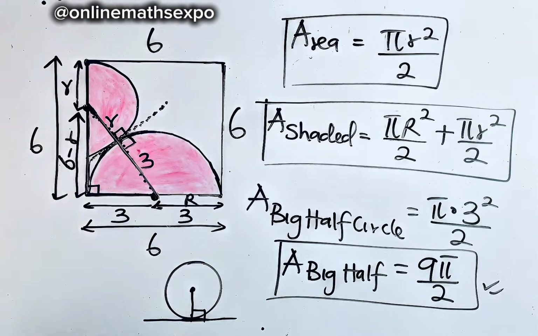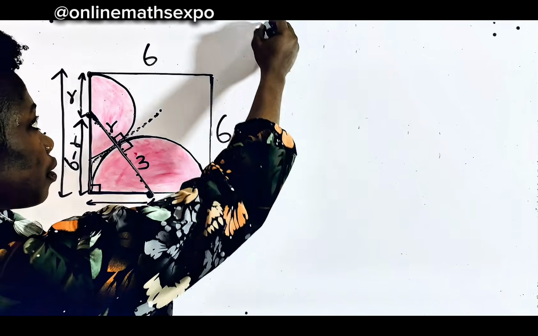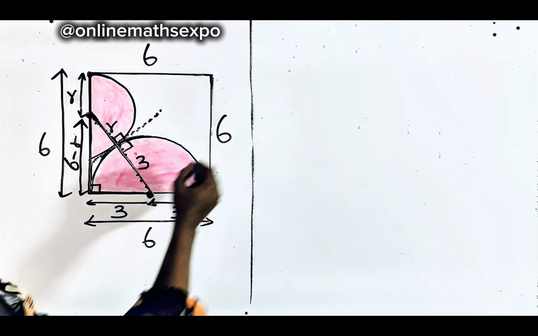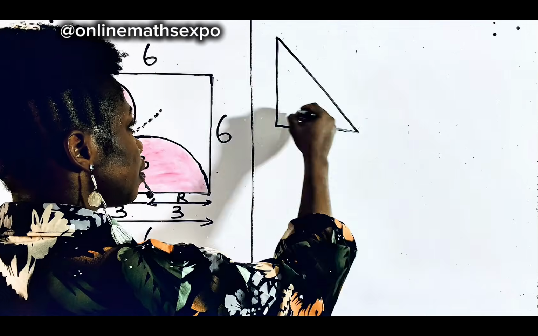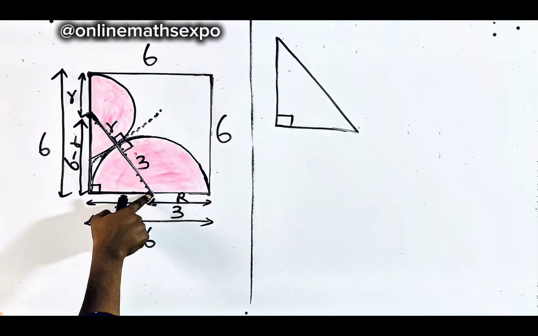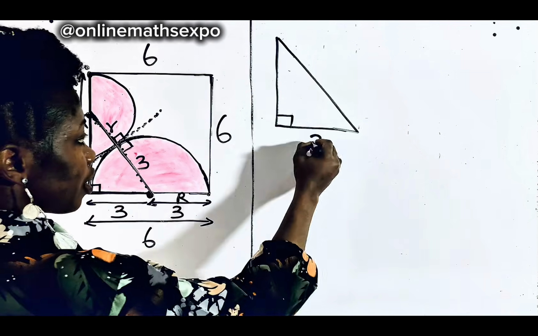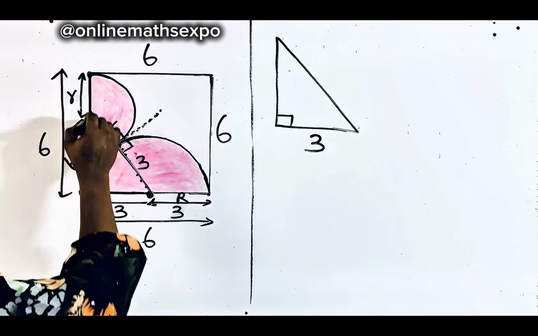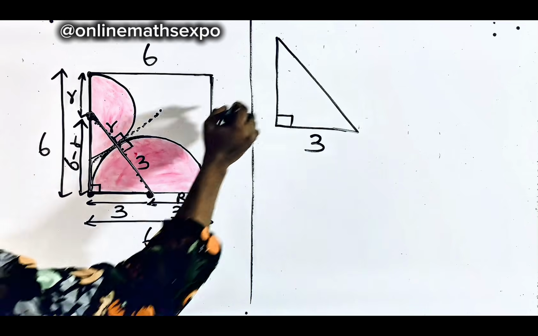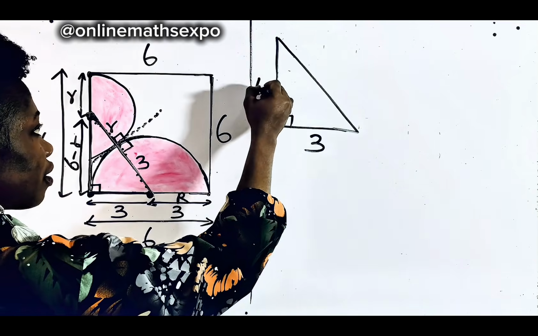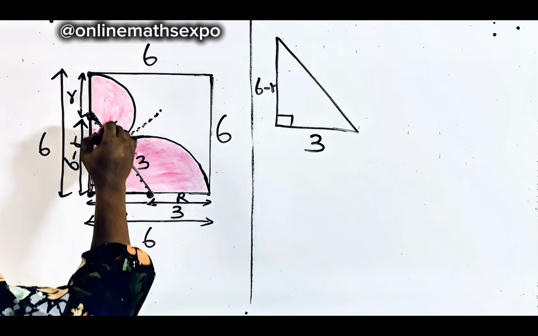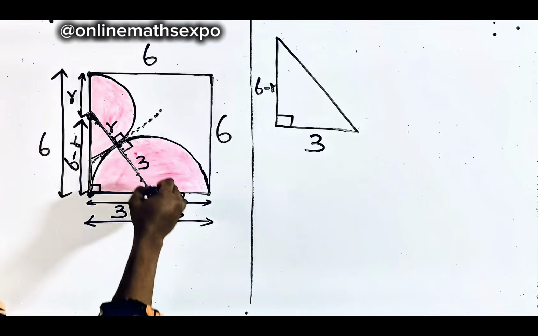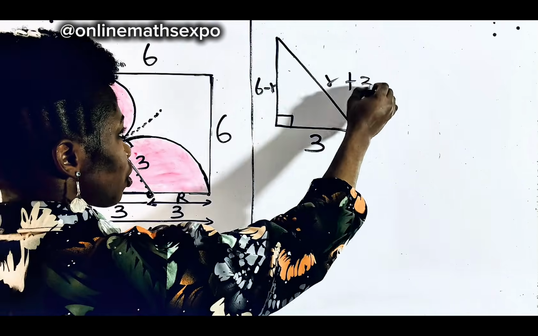So let's bring out this shape. So this is what we have. From here to here measures 3 units. Then from here to this end measures 6 minus r. And then from here to here is r. From here to here is 3. So the total length is going to be r plus 3.